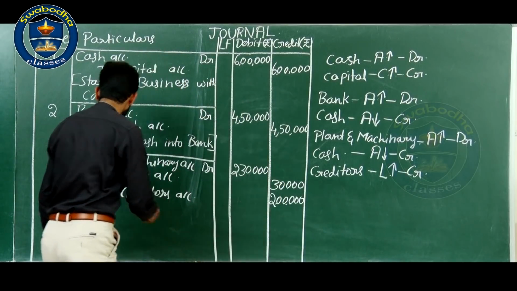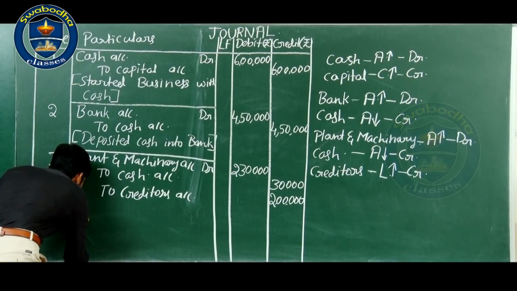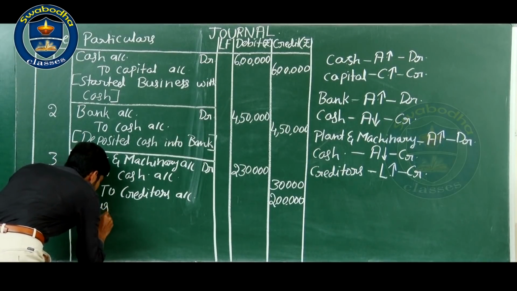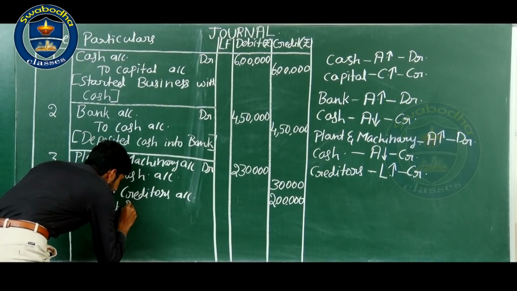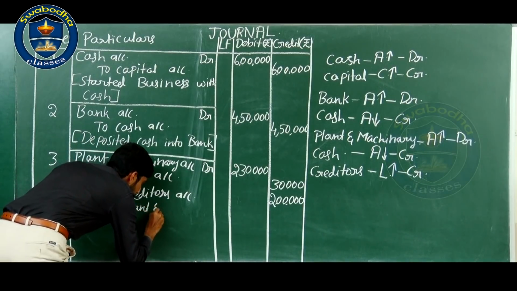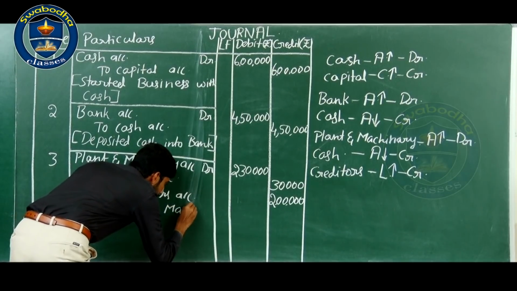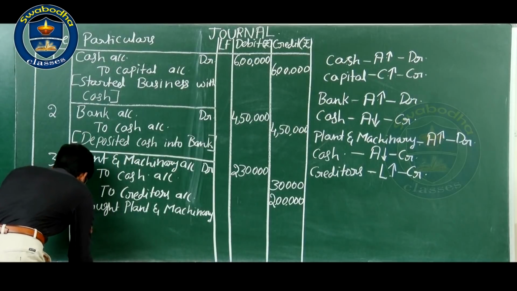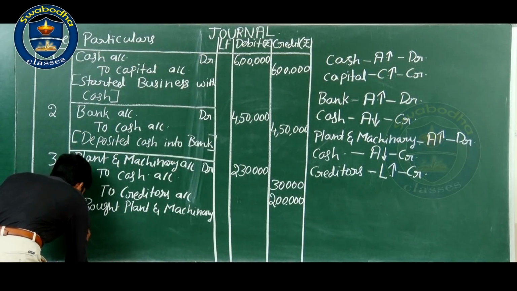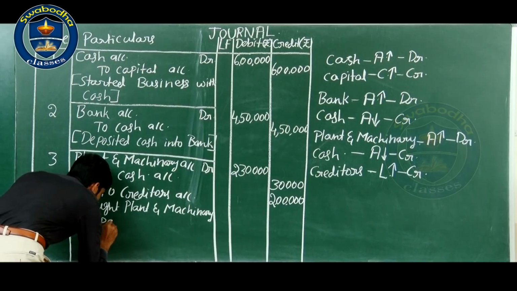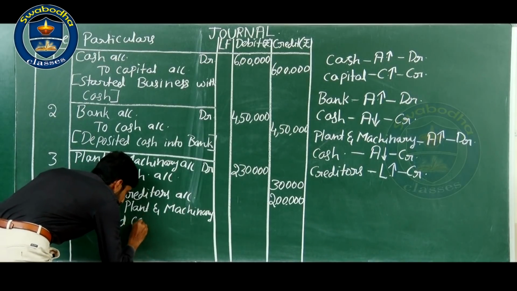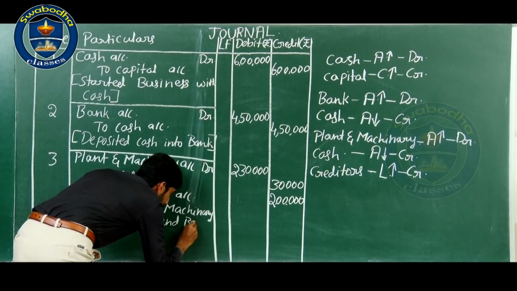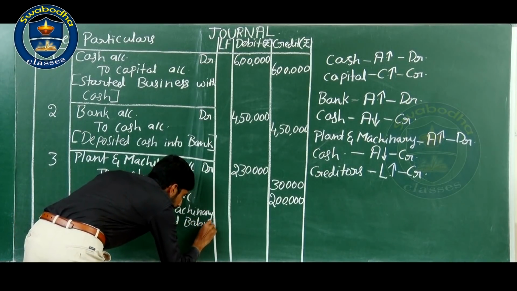Next, write the narration. Bought plant and machinery and paid cash and balance on credit.